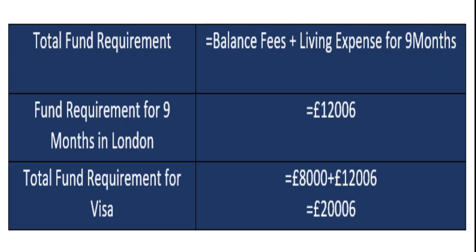So the total fund which you have to show is your university fees, that is about 8,000 pounds balance fees, and your living expense, which is 12,006 pounds. The sum of these two is about 20,006 pounds you have to show in total to apply for the student visa. This much amount of fund you have to arrange.